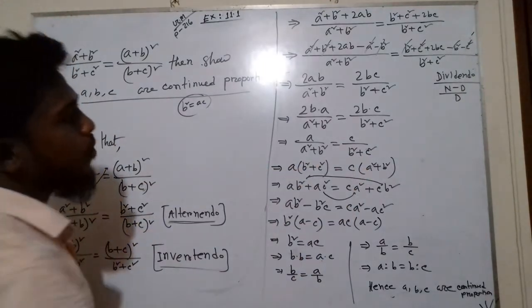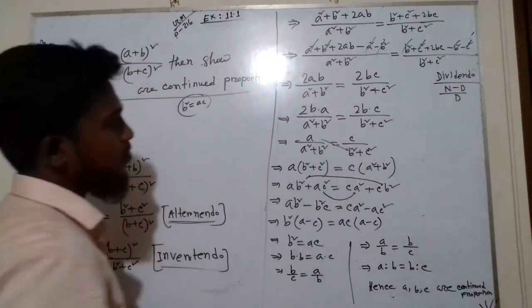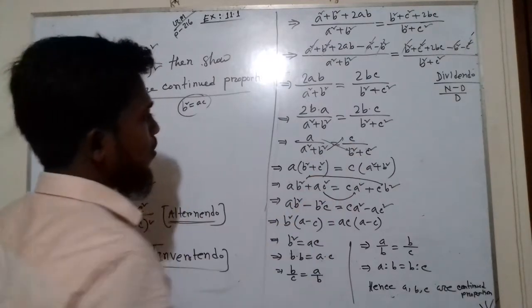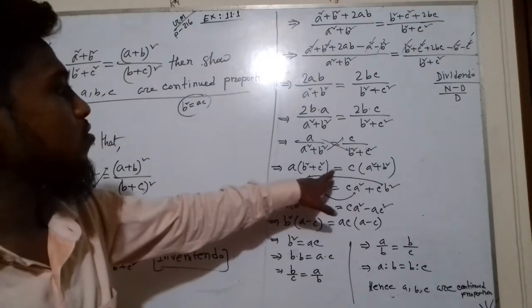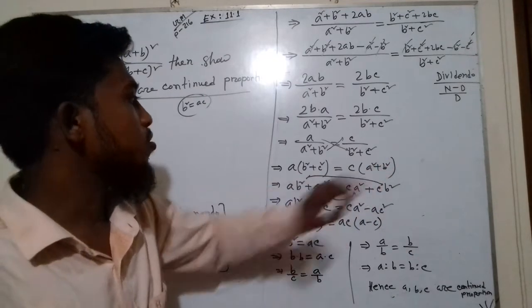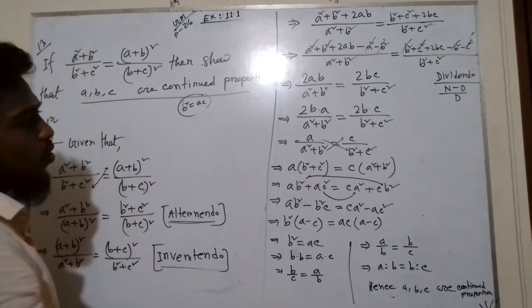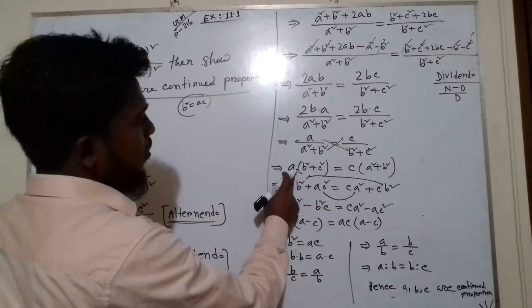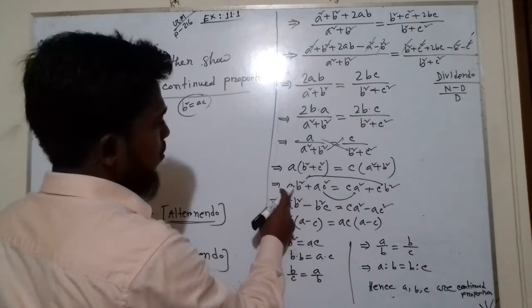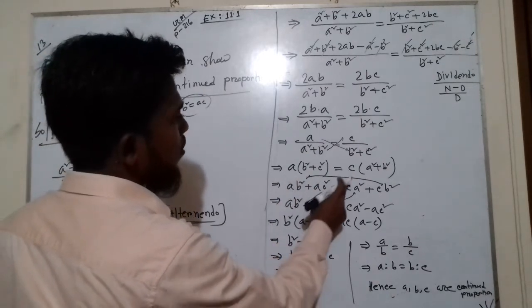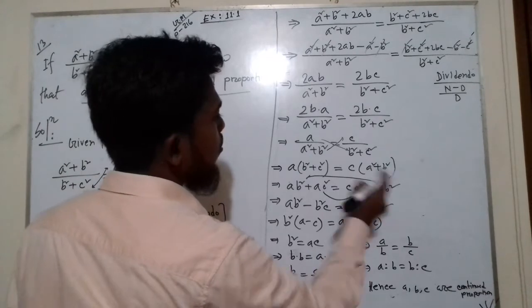Now we cross multiply this and this. So we can write a into b square plus c square equal to c into a square plus b square. Now multiply a with this term: a b square plus a c square equal to c a square plus c b square.